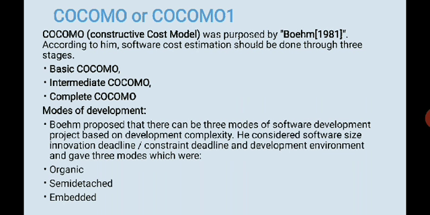Now we come to COCOMO or COCOMO 1. COCOMO is the Constructive Cost Model. This was produced by Boehm in 1981. According to him, software cost estimation should be done through three stages: basic COCOMO, intermediate COCOMO, and complete COCOMO. There are three modes of development based on the software size, innovation, and deadline constraints. And what are the three modes? Organic, semi-detached, and embedded.